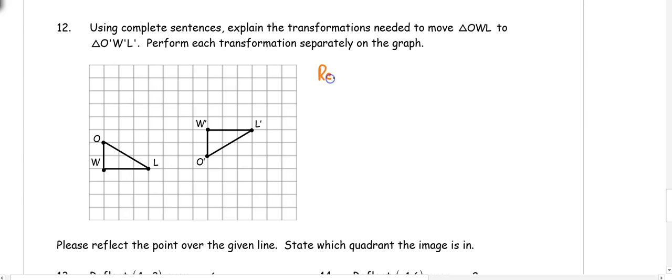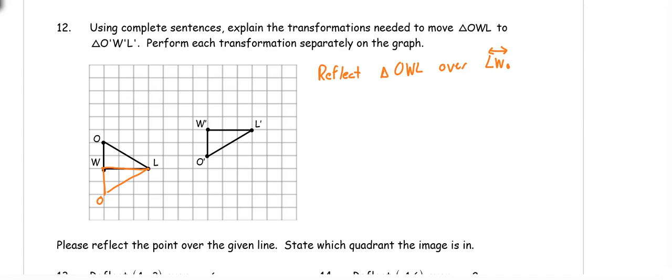So first, we want to reflect triangle OWL over, and we want to flip it over a line always. So we're going to say over the line LW. So when I do that, I've now changed my triangle so that O is on the bottom.